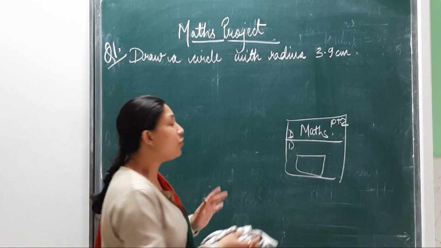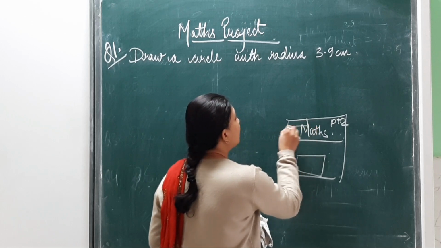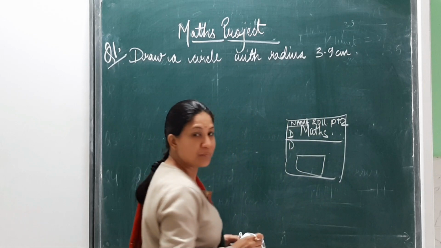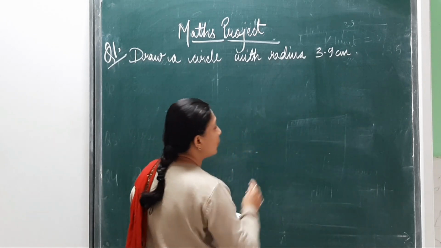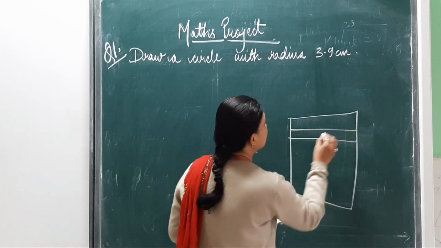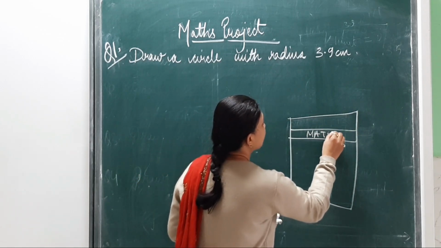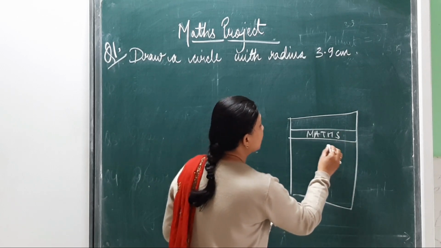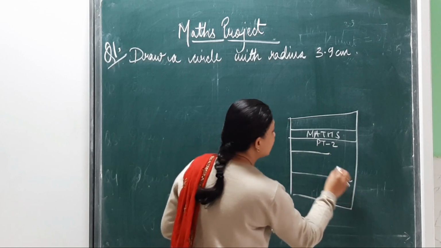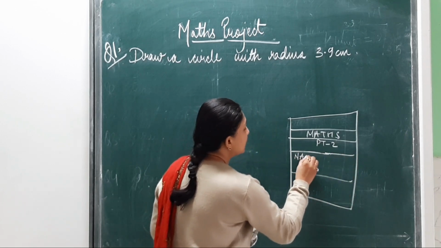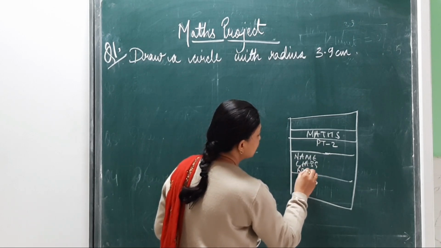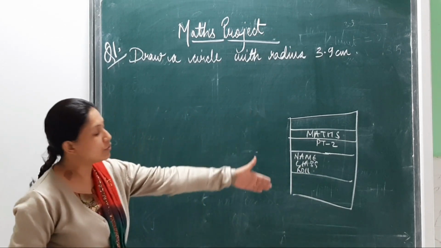Like this we will do 4 questions. And don't forget to write down your name and roll number also. Is it clear? So I am repeating. What will you do? You will take a page. You will write down here maths project or maths activity for PT2. Then you will write down the information: name, class, roll number. Is it clear? Like this you will do.